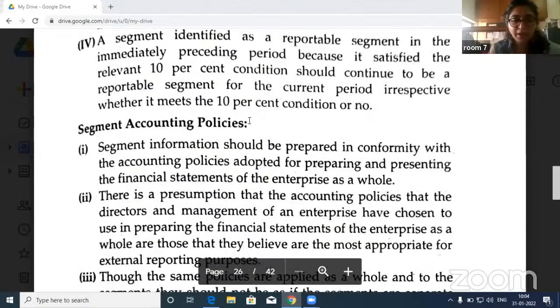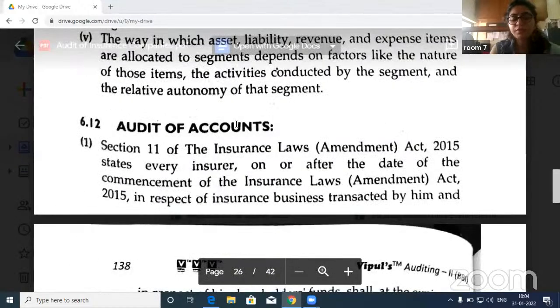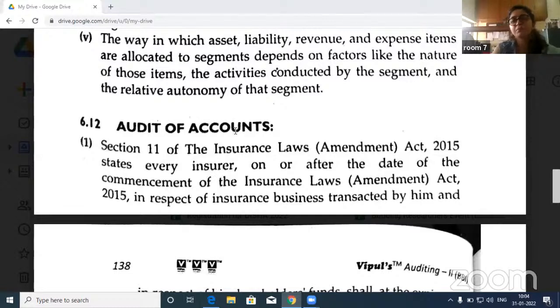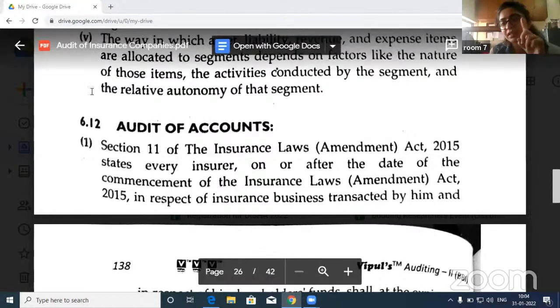So this was all about segment reporting. Now we are supposed to begin with audit of accounts. Hopefully we can complete this chapter today itself, so that my audit half syllabus will be over at least. Because I have, I think, 4 chapters to cover. So 2 chapters will be over: audit of banking companies and audit of insurance companies.